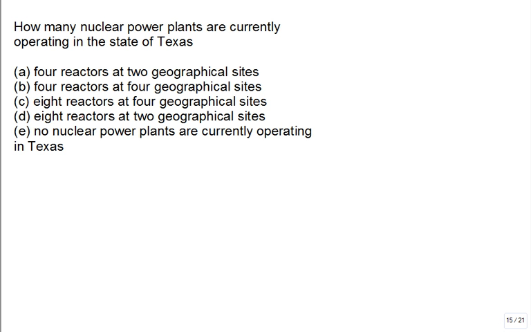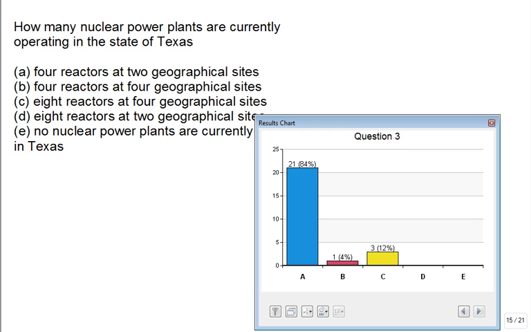How many nuclear power plants are currently operating in the state of Texas? Here you go, I'll start collecting your responses. Well, let's see where we're at on this. So we have 4 reactors at 2 geographical sites. Okay, so there you go, very good.